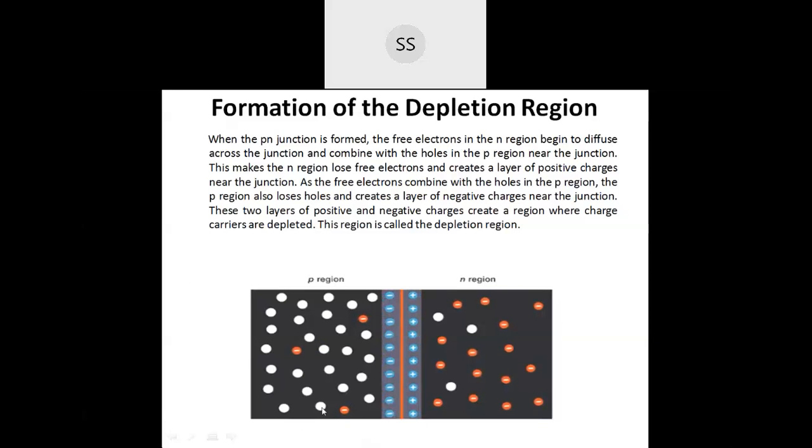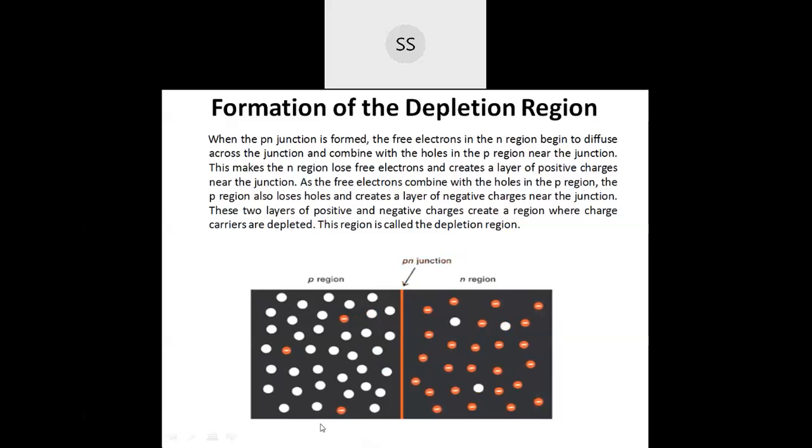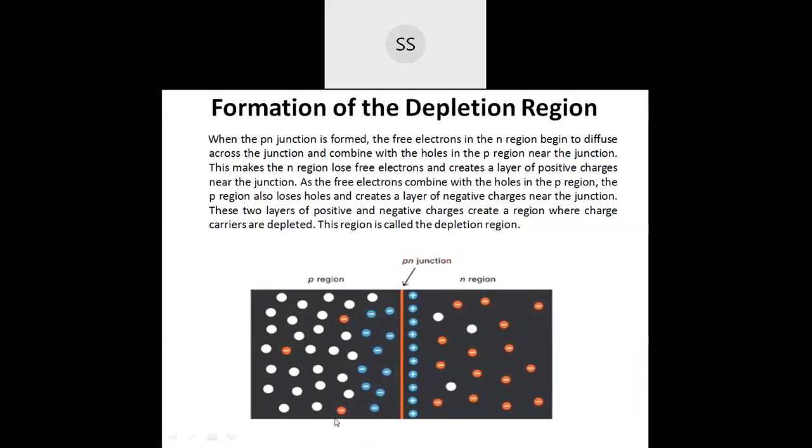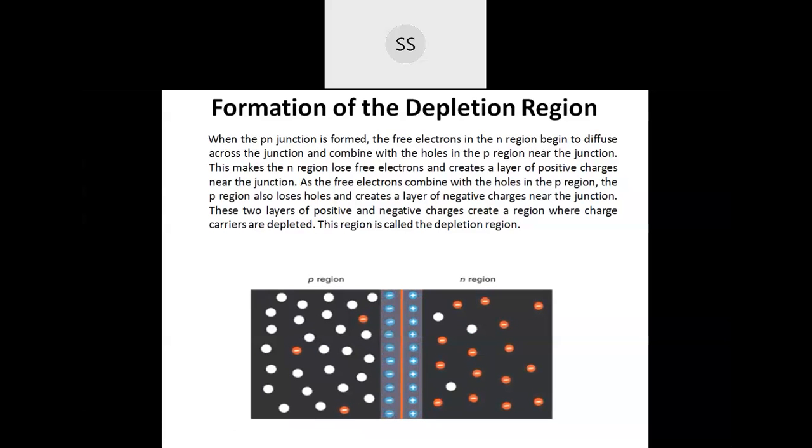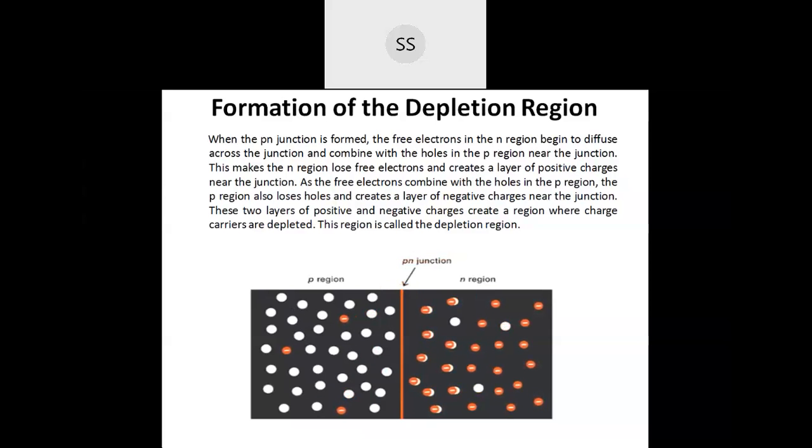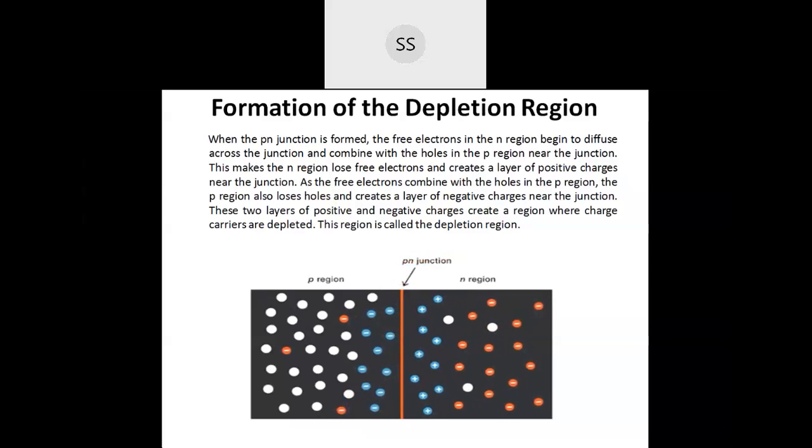Therefore, the majority carriers overcome the potential barrier and they will diffuse across the junction. Do you understand? The majority carriers, whatever are there, will overcome the potential barrier. Overcome in the sense that their strength is more. They are able to succeed. So they will overcome this barrier, and they will diffuse across the junction.